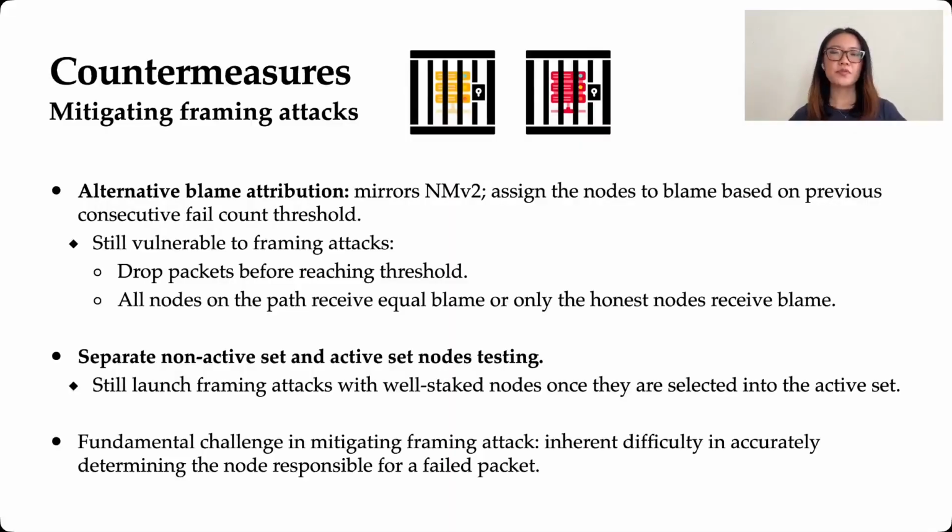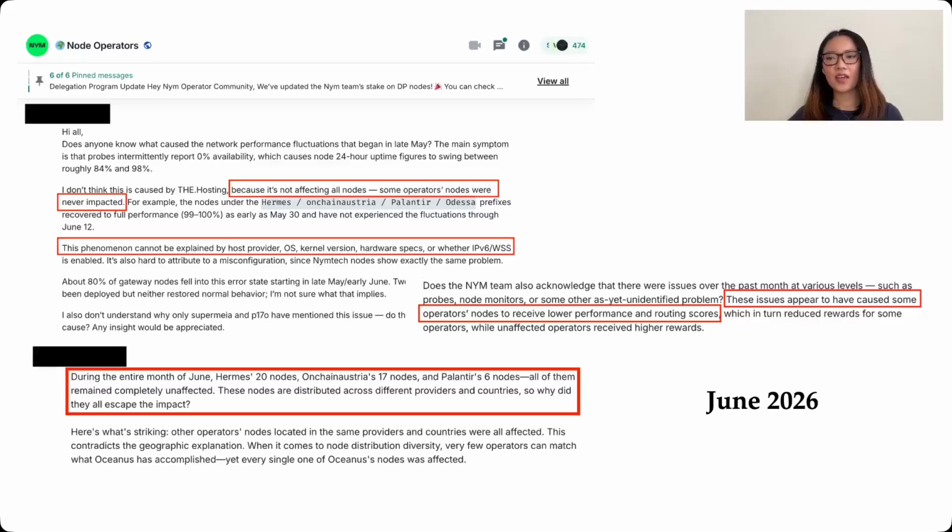So this lets me move on to the last point on countermeasures, which is monitoring the performance scores of nodes on the network to see if there's a sudden drop of performance scores in certain groups of nodes, while some other nodes are completely unaffected by this. As you can see in the screenshots here, last month several node operators have been reporting that their nodes have a lower performance score than usual, even though they're running their nodes properly as they did before, while some groups of nodes are completely unaffected by this.